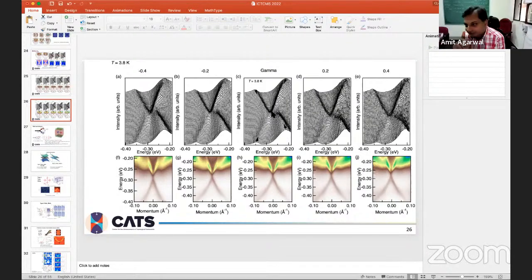So it's sort of a speculative question. How do we see, let's say, these higher order topological states or edge modes in ARPES experiments?